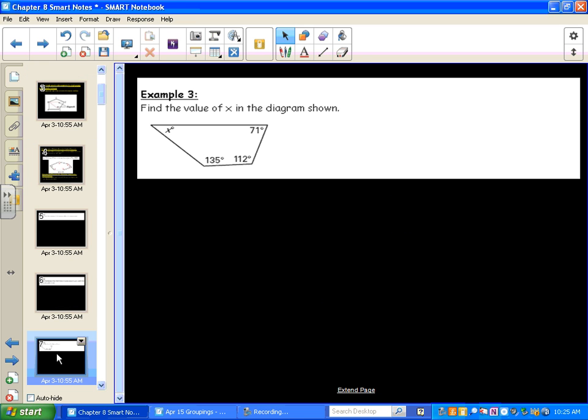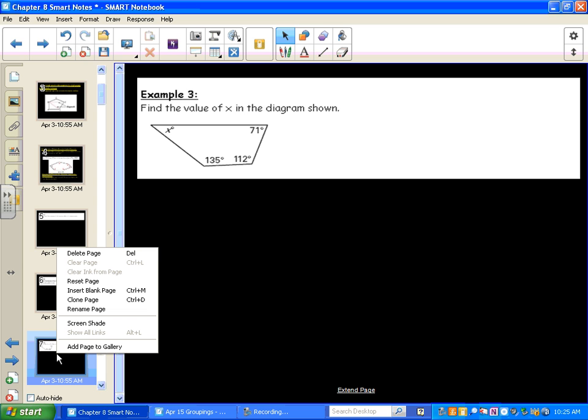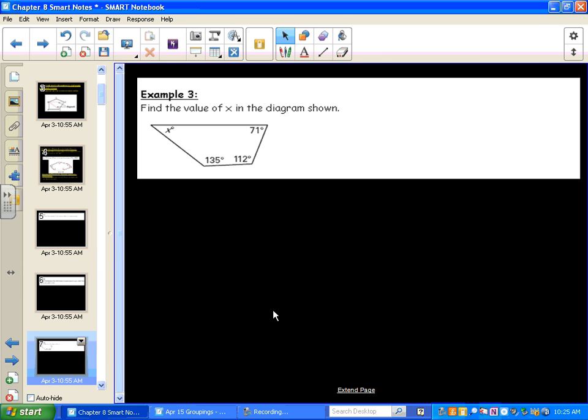Yesterday we left off with example 3. Here we have: find the value of x in the diagram shown below. What type of shape do we have here? Kara? Try again. One more chance. It's a pentagon minus 1. Minus 1. Very good. It's a quadrilateral. Yes, it is a quadrilateral.